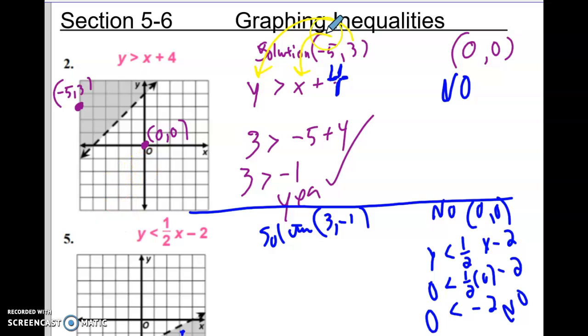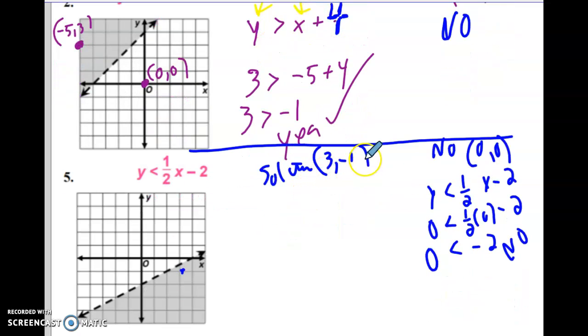So going on, we checked this solution. We did (0, 0) should be a no, and (-5, 3) should be a yes. With (-5, 3), you get 3 is greater than -5 plus 4. 3 is greater than 1. It's a yes. Now, just for fun, what happens if you check the no?